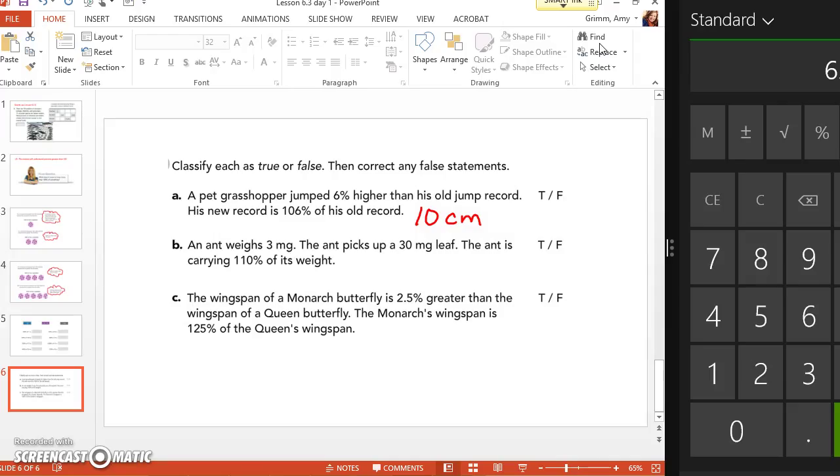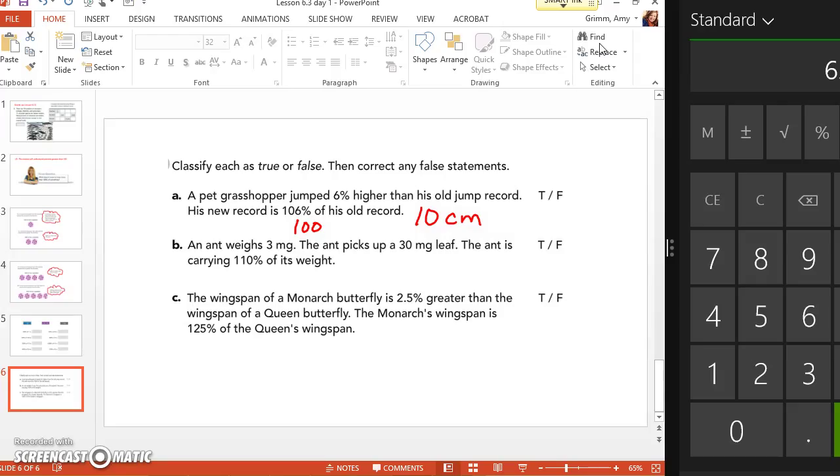Yeah, 6% higher. So he got his 100%, right, which would be the 10, and then another 6% on top of that. So it would be a total of 106%. If he jumped 100%, how far did he jump? Another 10, right? That would be 100%. And then 6% more would be 106%. So it's just adding those two together.